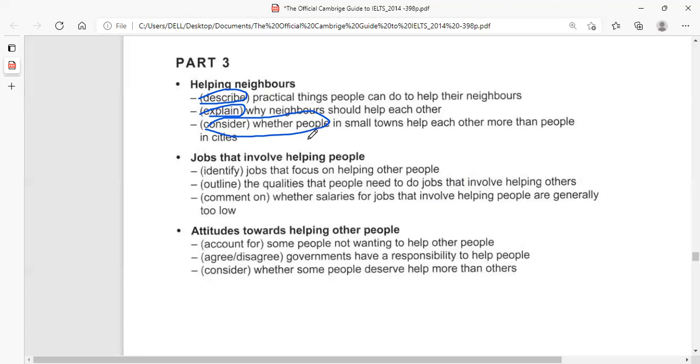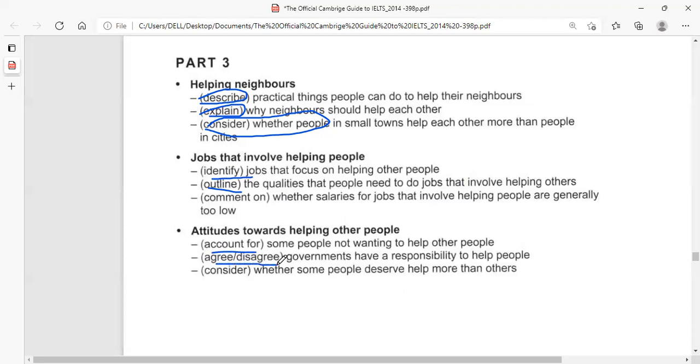Where it says whether people in small towns help each other more than people in cities. So you have to compare two different situations. You have to draw a contrast. You have to draw a comparison between two different situations. Clear? After that, if you look at identify jobs, outline the qualities, again comparison, account for, agree or disagree, opinion.